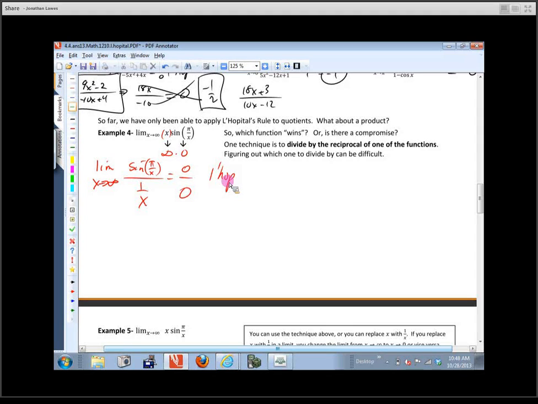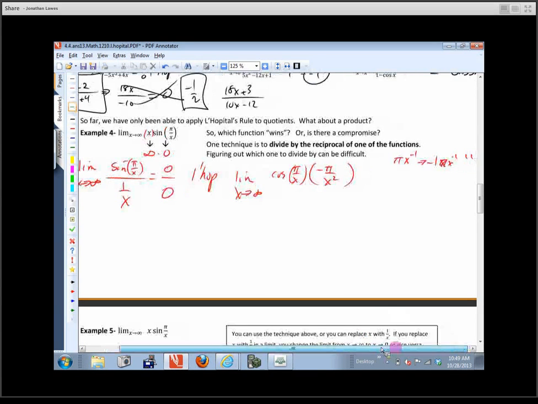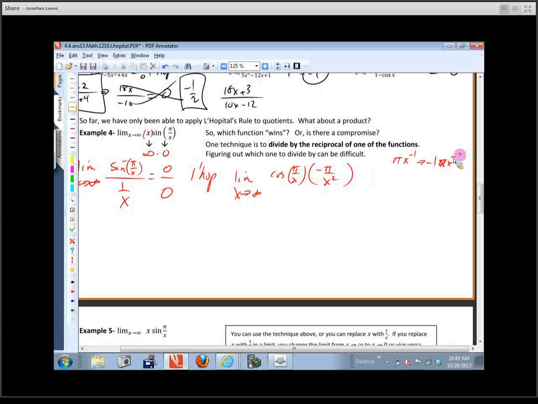So let's do L'Hopital's rule. So it's still going to be the limit as x goes to infinity. This is going to be the cosine of pi over x times the derivative of pi over x. The derivative of pi over x is negative pi over x squared. Correct me if I'm wrong. Let's just do a little work off to the side here. That would be pi times x to the negative 1. That would be negative 1, pi, and then x to the negative 2. Isn't that right? So wouldn't that be negative pi over x squared?